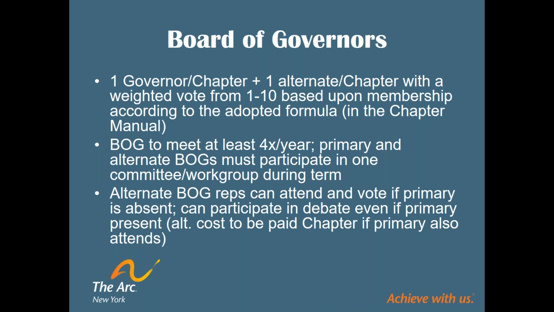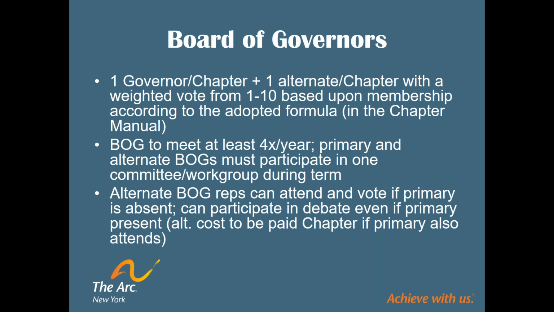The other thing is we really wanted to encourage there to be a voice in all cases where possible. So if your primary cannot come, the alternate can come in their place, and in that case would be able to vote and do all the things that the primary Board of Governor would have been able to do. If you know ahead of time that that's going to be the case, certainly let us know. However, if there's some emergency and your primary can't come on the day of the board meeting, there's no notice that's necessary.